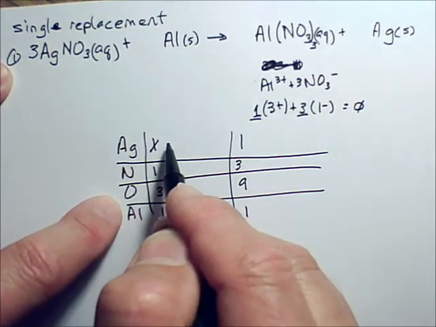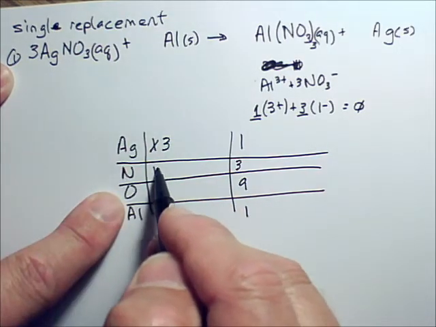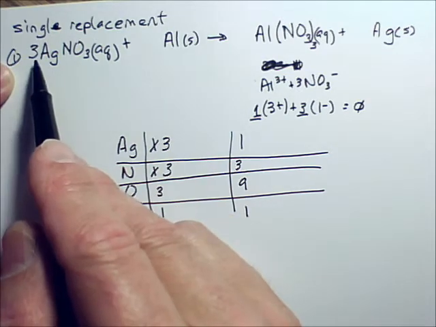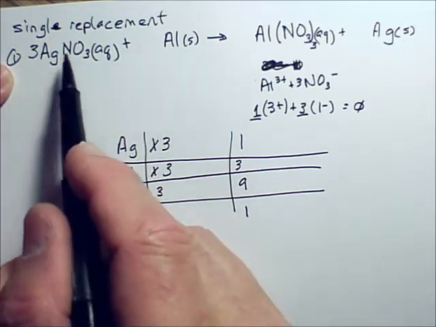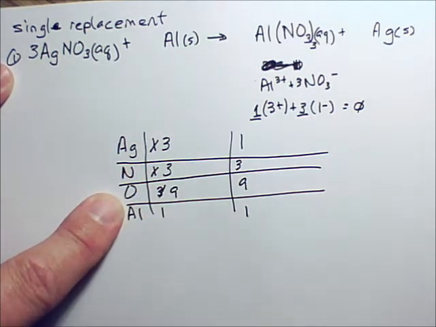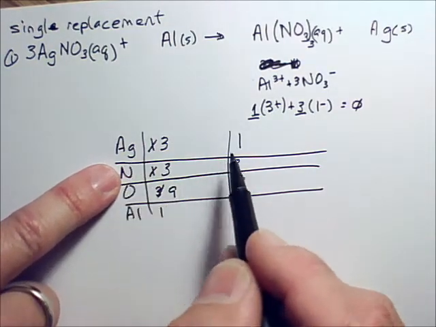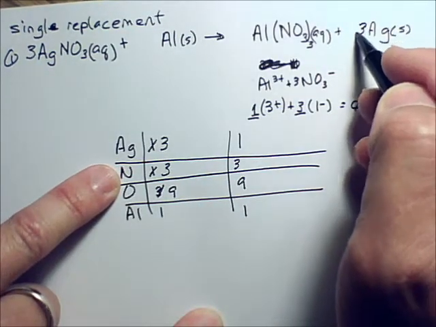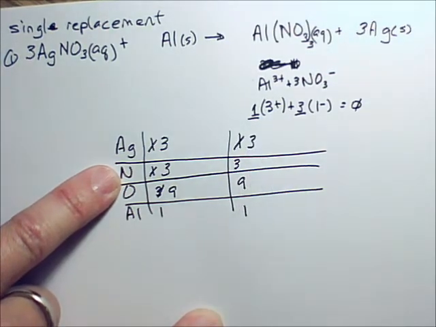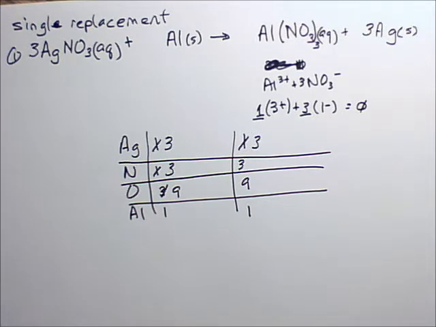That's going to give me 3 silvers. It's going to give me 3 nitrogens. 3 multiplies everything that's in the formula. And so since I have 3 oxygens here, it's going to give me 3 times 3, or 9 oxygens. Okay, so right now everything is already balanced except the silver. And all I need is a 3 here in front of the silver, and the whole equation is balanced. Okay?